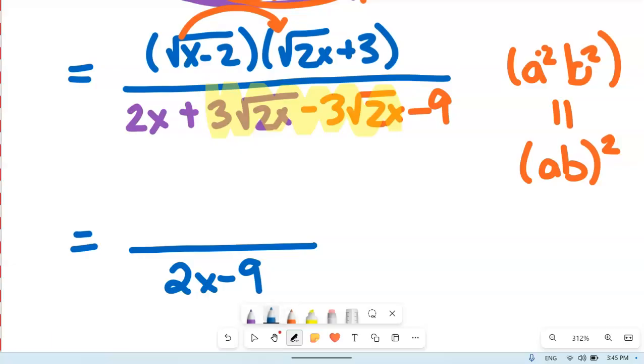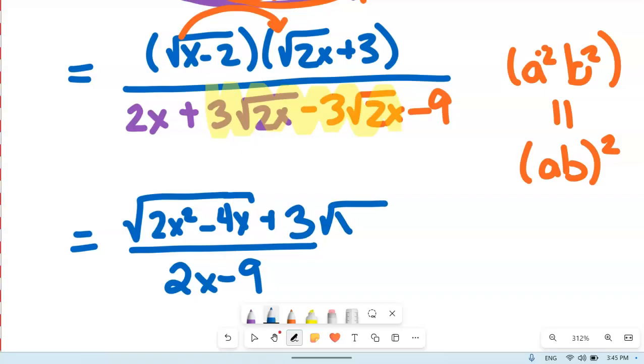So I'm going to do the root of x times 2x, which is 2x squared, subtract negative 2 times 2x, which is 4x. Okay, so I can put those together. And then plus 3 root x minus 2. Okay, and I expanded it out, but still nothing can be canceled or simplified. So then this is my final answer. The homework for this lesson is page 4, questions 1 and 2.